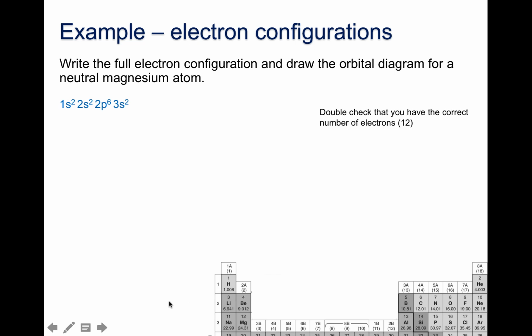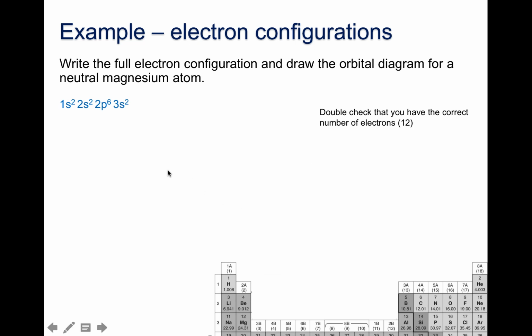One good idea is to double check that the number of electrons you have represented in your electron configuration represents how many you intended to display. We intended to display 12, and if you add up these superscripts right here, 2 plus 2 plus 6 plus 2, we have 12 electrons represented here.